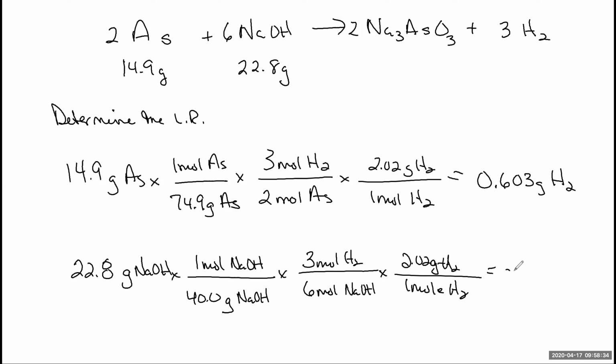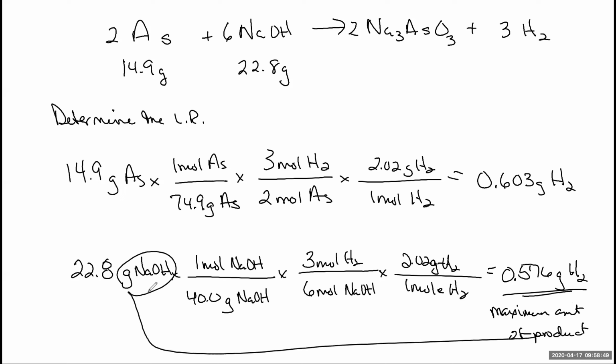And if I calculated that out, I'd get 0.576 grams of hydrogen. This one is smaller. This would be my maximum amount of product. So sodium hydroxide would be my limiting reagent.